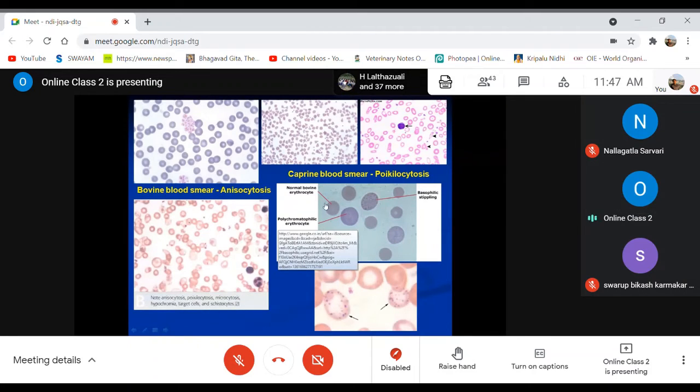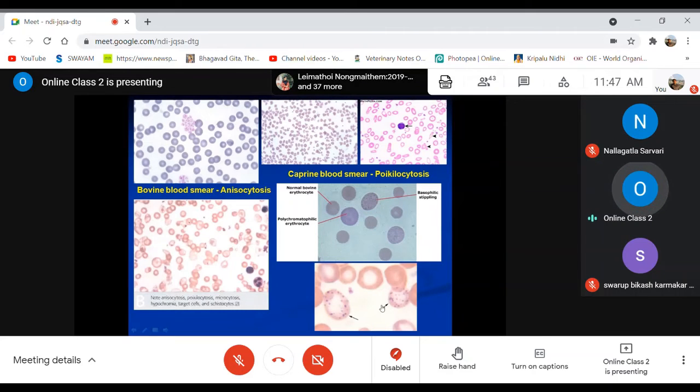Then so far, chromatophilia, having two different types of spots, some dark spots, some light spots in the cytoplasm of the RBCs. Then another is basophilic stippling. Basophilic stippling, dark spots are there in the RBCs.